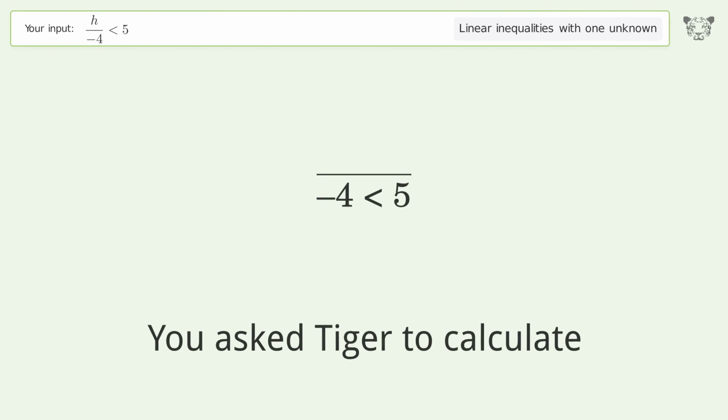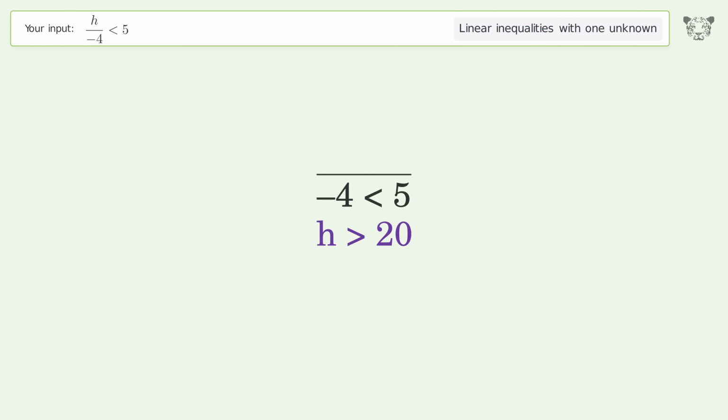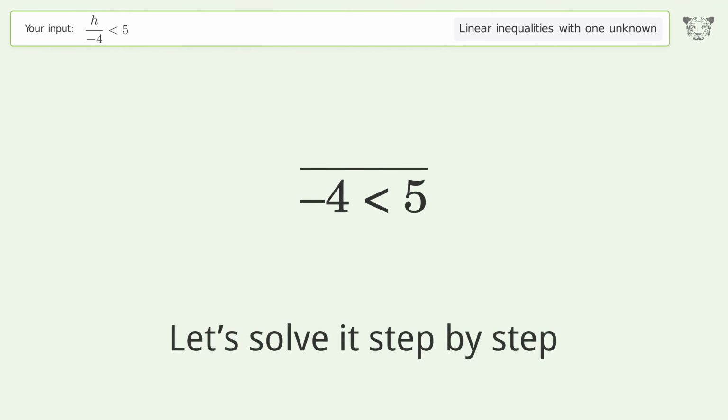You ask Tiger to calculate. This deals with linear inequalities with one unknown. The final result is h greater than -20. Let's solve it step by step.